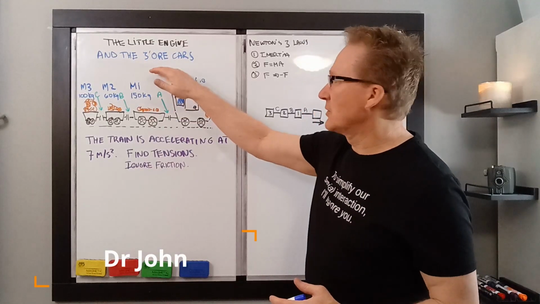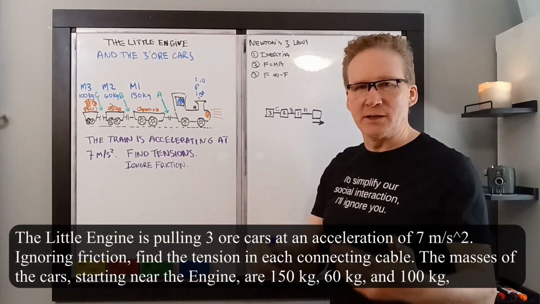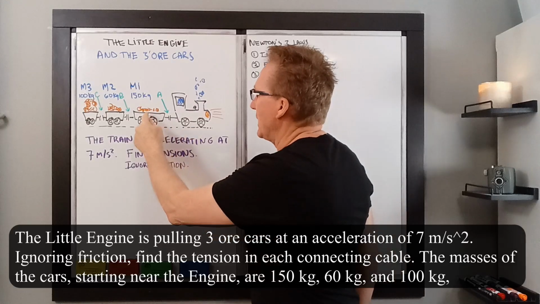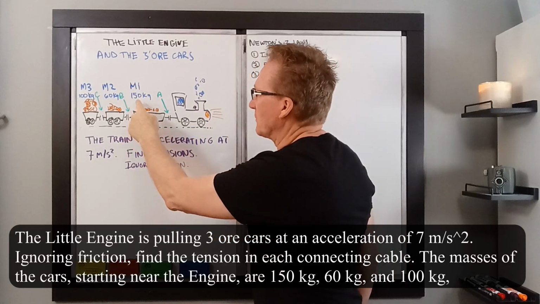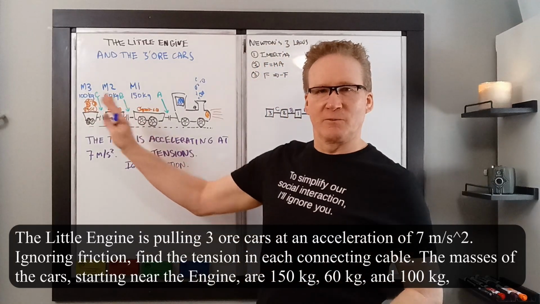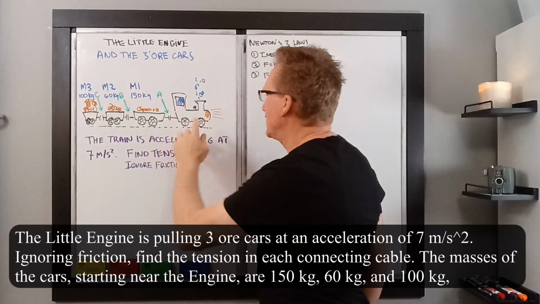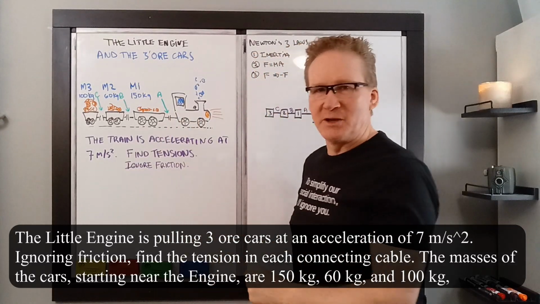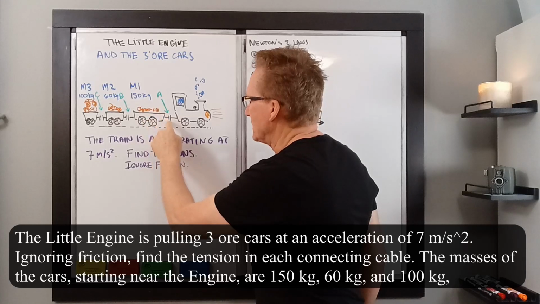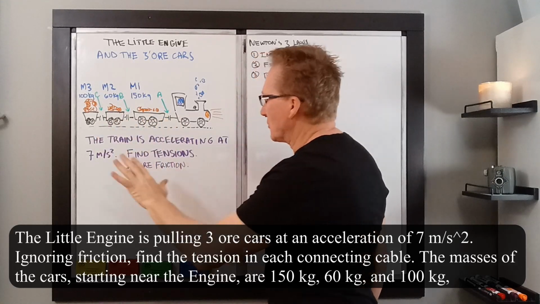We're doing another tension problem today, and this is about the little engine that could pull these three ore cars. So here we have the little engine moving this way, and we have three different ore cars with three different weights, 150 kilograms, 60 kilograms, and 100 kilograms. I sort of ran out of room there in my illustration. And the train is accelerating. The whole train together is accelerating at 7 meters per second squared. We're supposed to find these different tensions: tension 1 between the engine and the first car, tension 2 or tension B, and tension C, ignoring all friction and stuff like that.